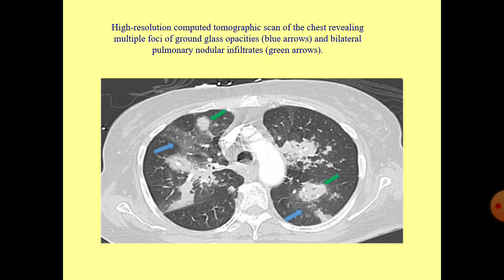And this is the high resolution CT, which shows what we call the halo sign, which shows multiple foci of ground glass opacities and multiple pulmonary nodular infiltrates, which are mainly macronodules in these patients.